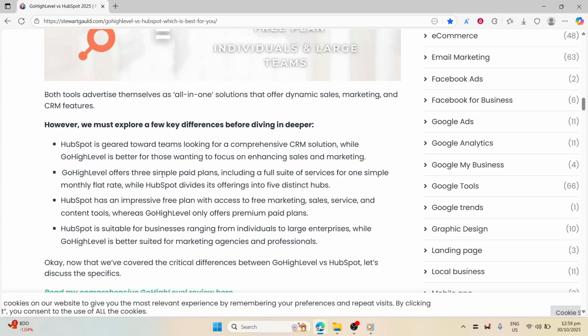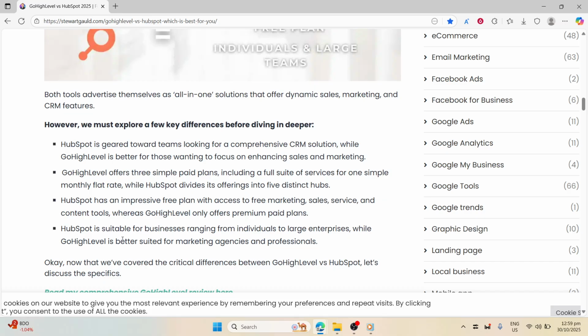Another key difference lies in their pricing structures. GoHighLevel offers 3 straightforward paid plans. These plans bring a full suite of services at a single monthly flat rate, offering simplicity when planning your budget. In contrast, HubSpot divides its offerings into 5 distinct hubs, allowing businesses to choose services according to their needs. This means HubSpot also shines with its impressive free plan, giving access to free marketing, sales, service, and content tools, whereas GoHighLevel is strictly focused on premium paid plans.